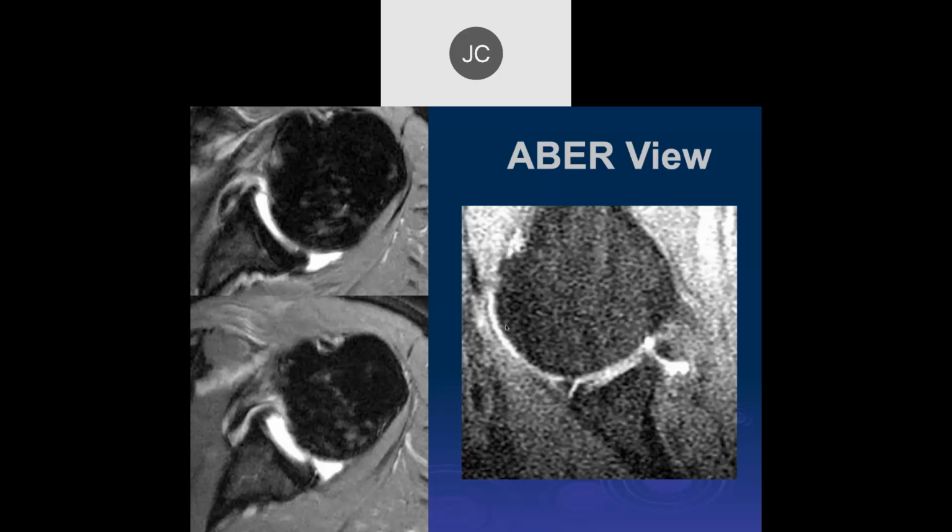Initially this was thought to put traction on the anterior capsule and pull the labrum away, and therefore make anterior labral tears more visible. We can see that in this particular case. We don't see an anterior labral tear on the regular views. Put them into the ABER view, and we can actually see that anterior labral tear. So at first, this was thought to increase our sensitivity for anterior labral tears.